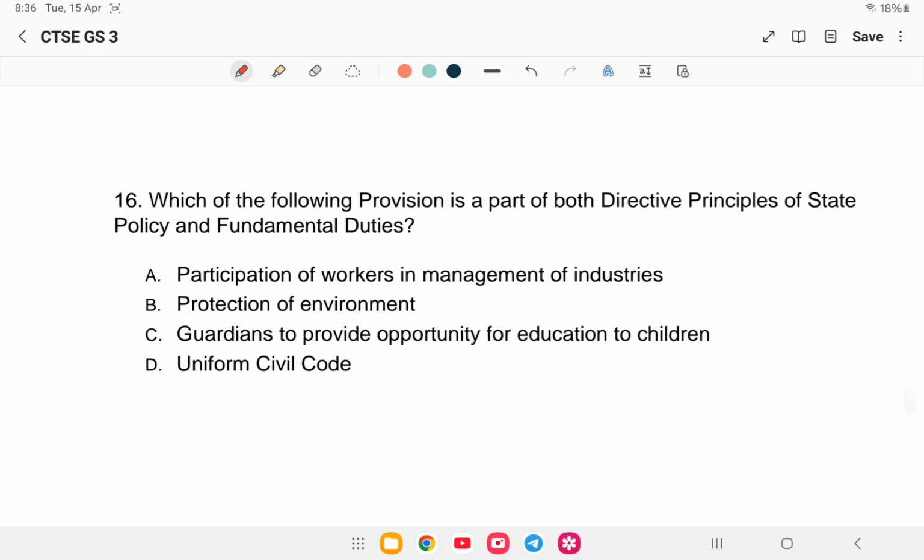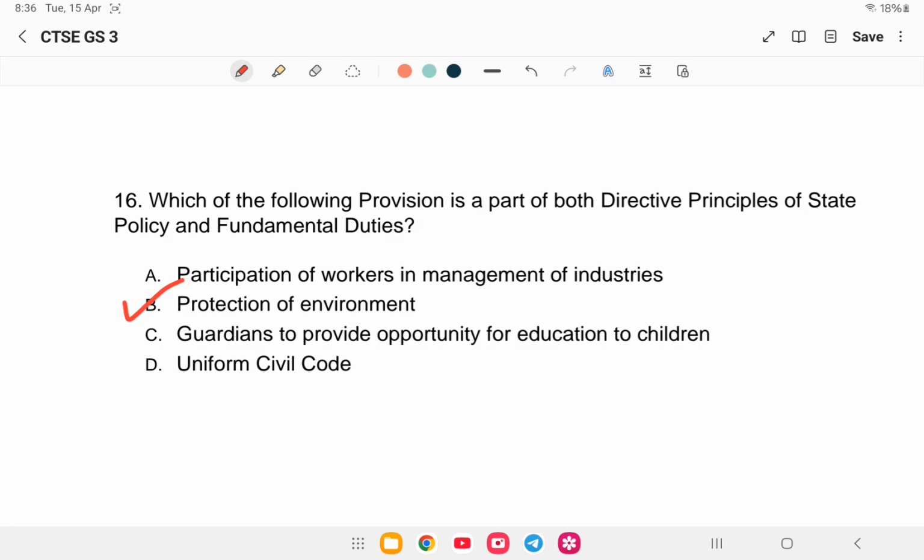Question number 16. Which of the following provisions is a part of both the directive principles of state policy and fundamental duties? Is it participation of workers in management of industries, protection of environment, guardian to provide opportunity for education to children, or uniform civil code? So the answer is what? Option number B, protection of environment.